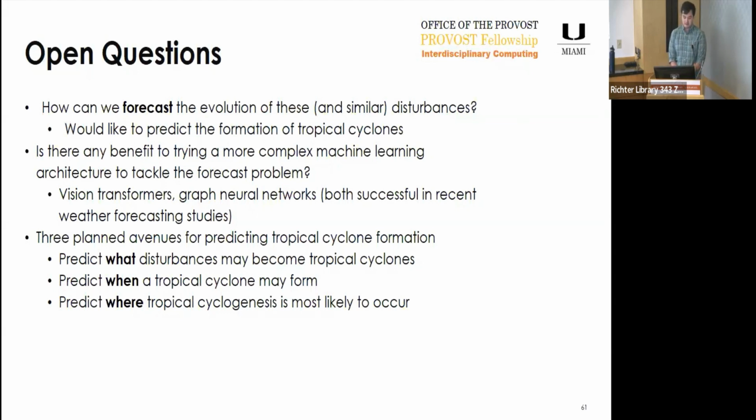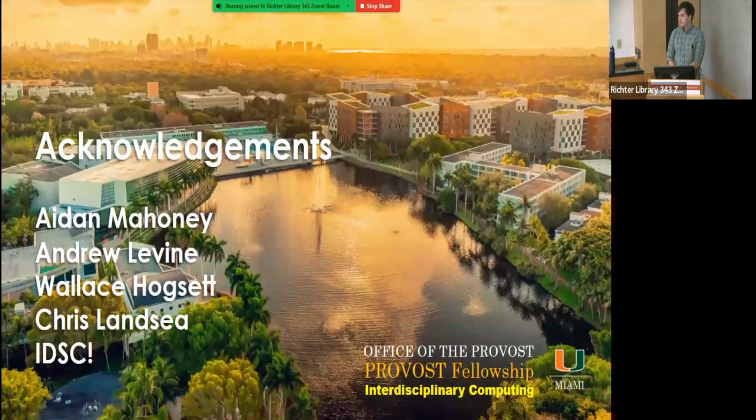So trying to leverage similar architectures and figure out how we can predict the formation of tropical storms through predicting what disturbances, like I've been looking at, might become tropical cyclones, when they would specifically form down the road, and also where formation is actually going to occur. So those are actually three different separate project targets there that will require different training, but that's where I'm headed next. So thank you to my various collaborators at the NHC and also IDSC, because training on my laptop's annoying.